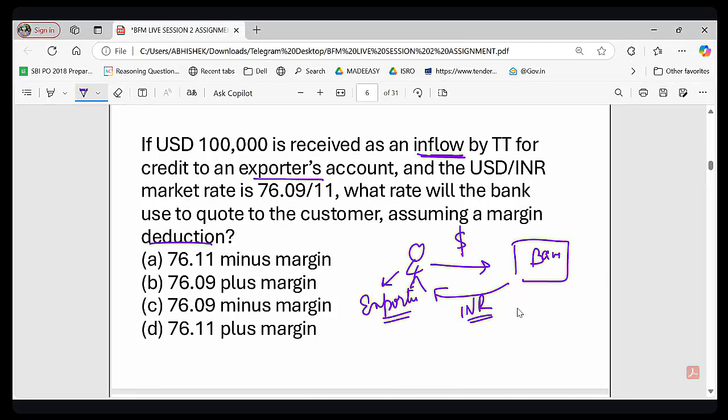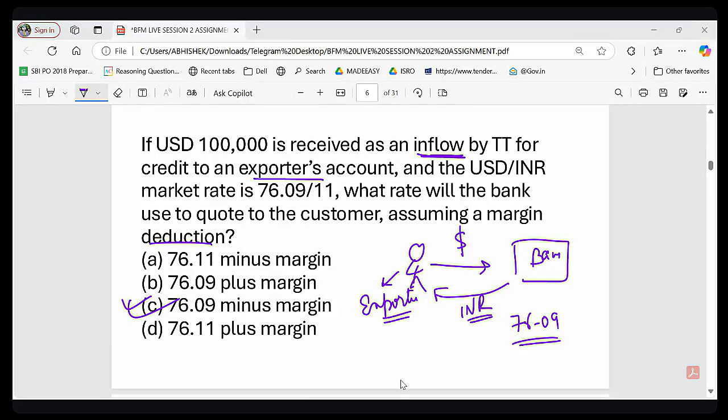In such a case, the bank uses the market buying rate, which is 76.09 in this particular case, and the margin is then deducted to determine the final rate quoted to the customer, which ensures bank profitability. So the rate becomes 76.09 minus margin, which is why the correct answer is option number C. Let me know in the chat if you found this explanation clear or if you have any doubt. If it is clear, please write clear in the chat box so that we can move to the next question.